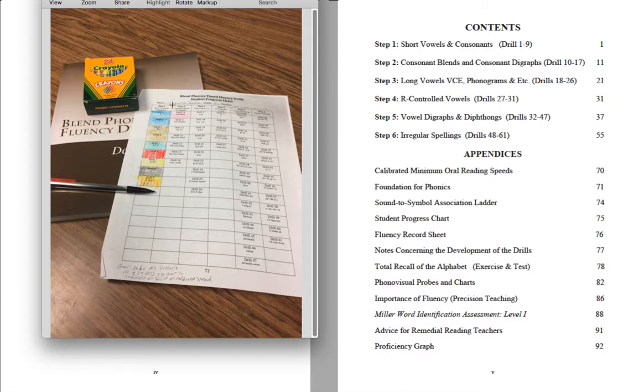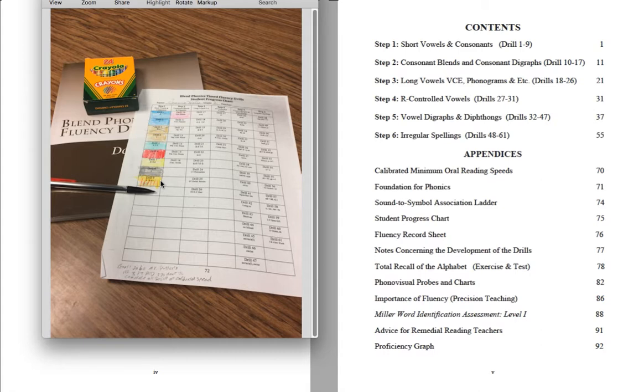Here's some crayons, and as the students master a drill, they get to color it in, and there's a calibrated speed for each drill. Now this video today, this training video, this is June the 25th, 2017. This training video is going to have two parts. They're related, but they're separate.